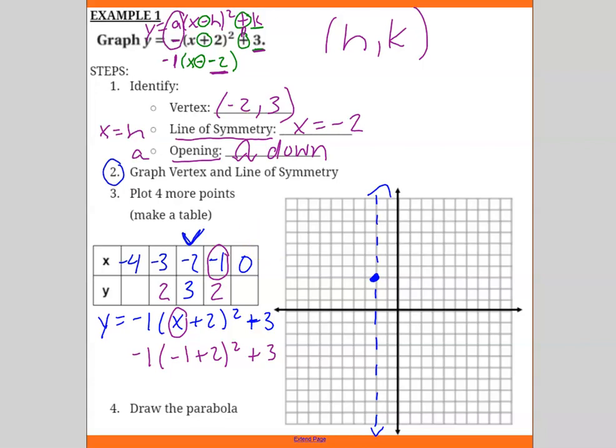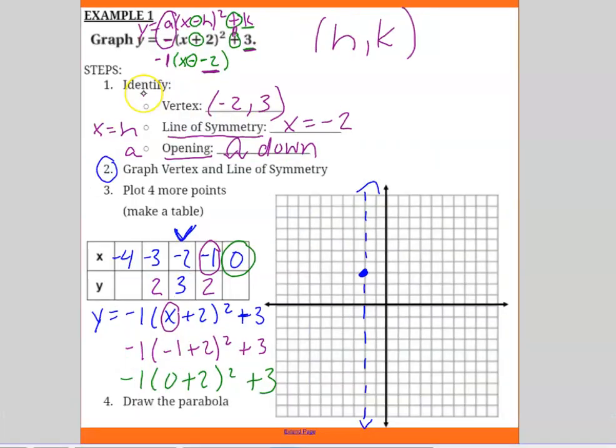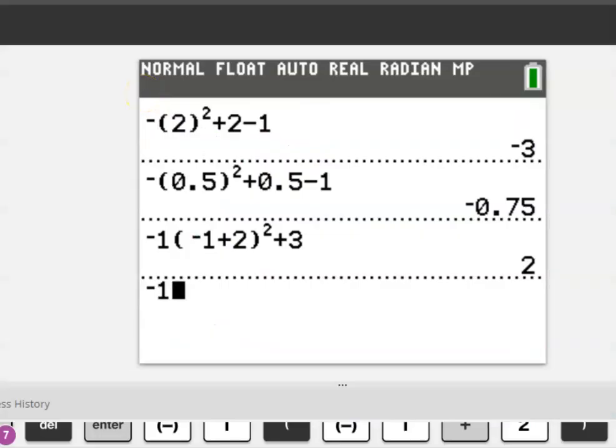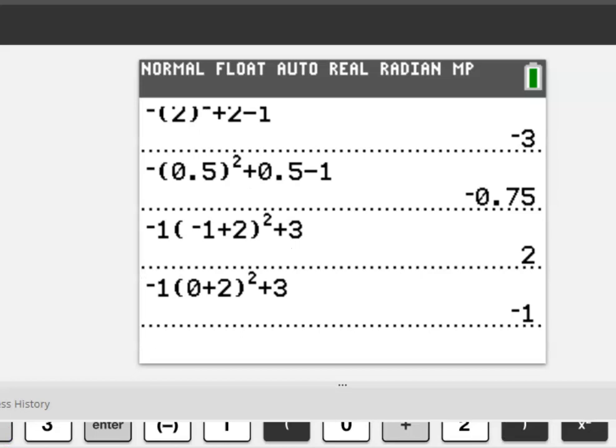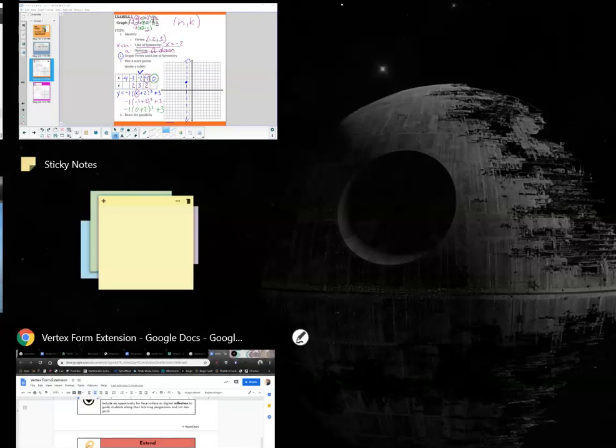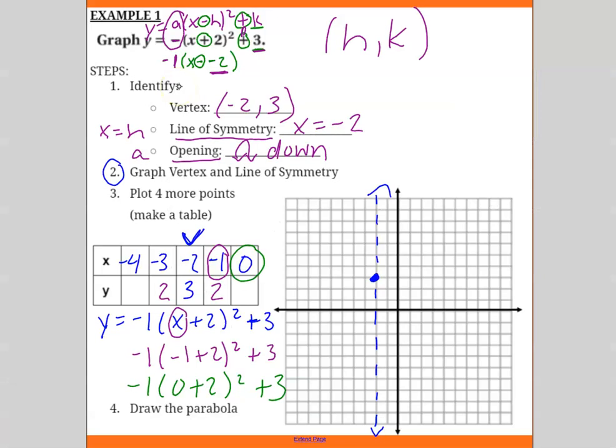And then now let's plug 0 into our function. So we do the same thing, -1 times the quantity 0 plus 2 squared plus 3. Again, we can plug that into our calculator, and we get -1 for our answer. So we have -1 and then -1 also for -4.